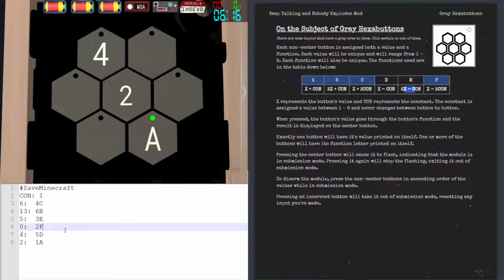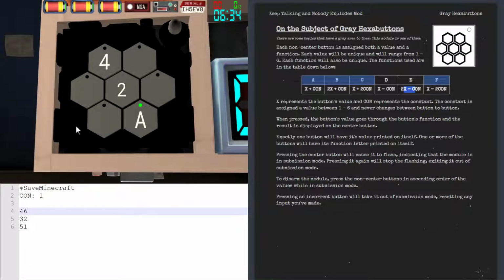Yep, that all works. So now we don't care about these letters at all. All we care about is these values. So we have 4, 6, 3, 2, 5, 1. Yep. So I have to press them from 1 to 6 order while in submission mode.